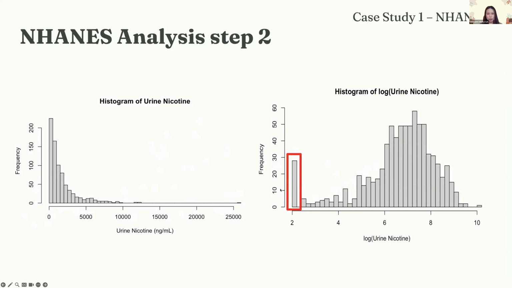Notice that spike on the far left. That's the lower limit of detection. In ENHANCE, when lab values fall below a certain threshold, they can't be measured precisely, so they are recorded as that threshold number. You might not notice this problem in a raw histogram, but after log transformation, it stands out. Once we detect it, we have to decide how to handle those values, like exclude them, impute them, or apply another approach.